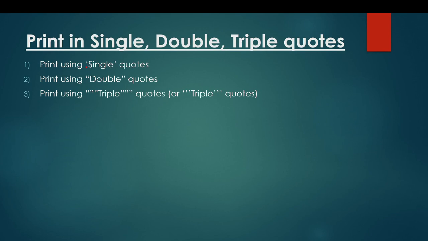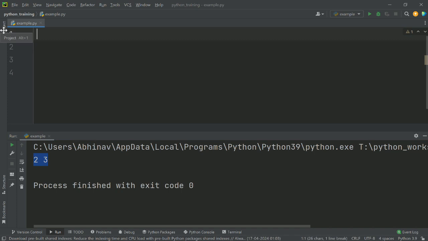In this video I am going to explain print in single, double and triple quote. As you can see here, this is single quote, this is double quotes, and triple quotes we can use in two ways. First way is to use three double quotes, or three single quotes. When I'm using three double quotes or three single quotes, they both represent triple quote. Now let's see various examples on these.